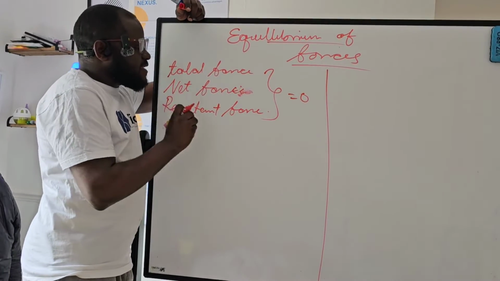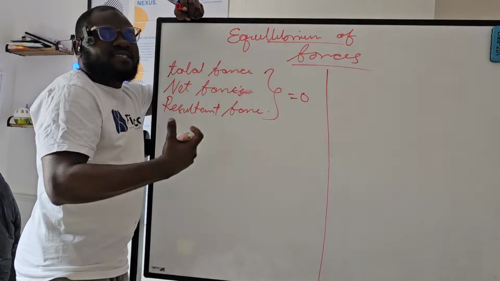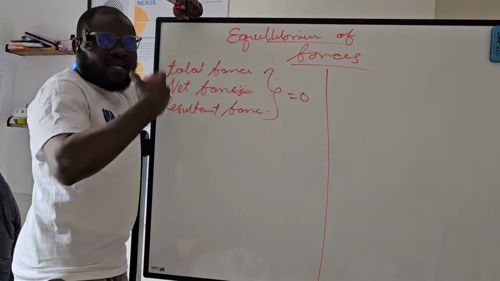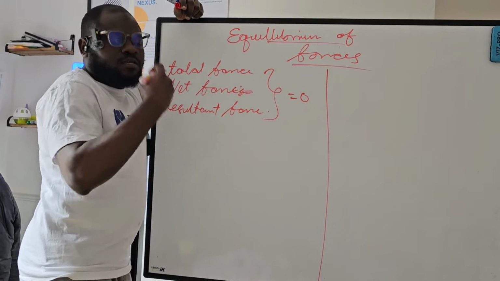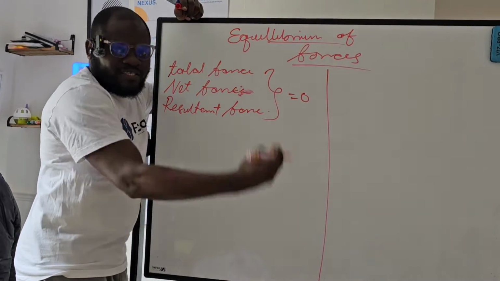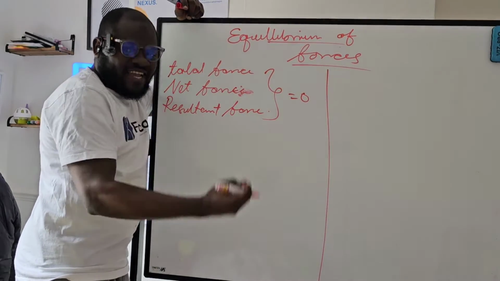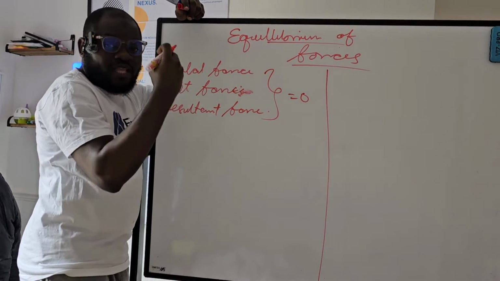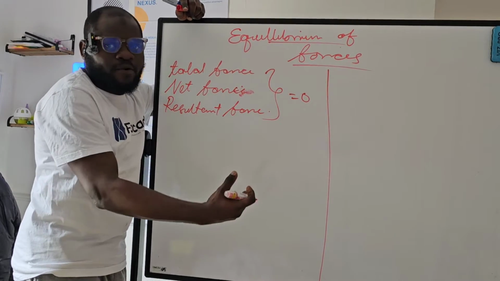Now, most times, the examiner will not come directly to throw it to you like this. They might bring it in terms of a question, maybe a calculation. Just know that when they tell you that this body is at equilibrium, what it implies is that the body is acting under forces whose sum is equal to zero. That is, the total force that is acting on that body is zero. Anyhow you want to say it, just know that the summation of all the forces on that body is zero. That's when the body is said to be at equilibrium.